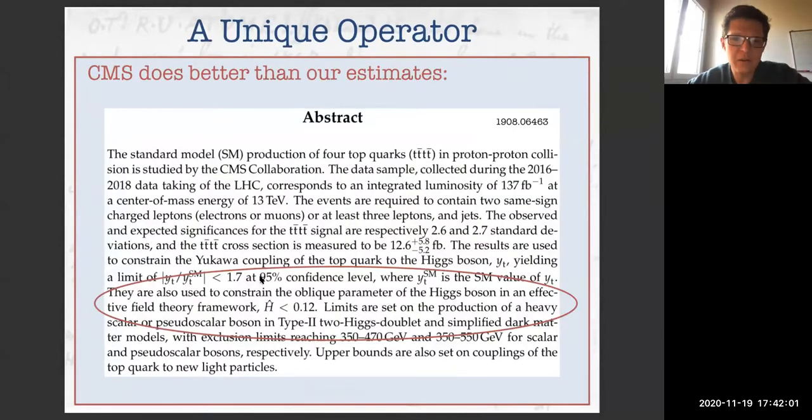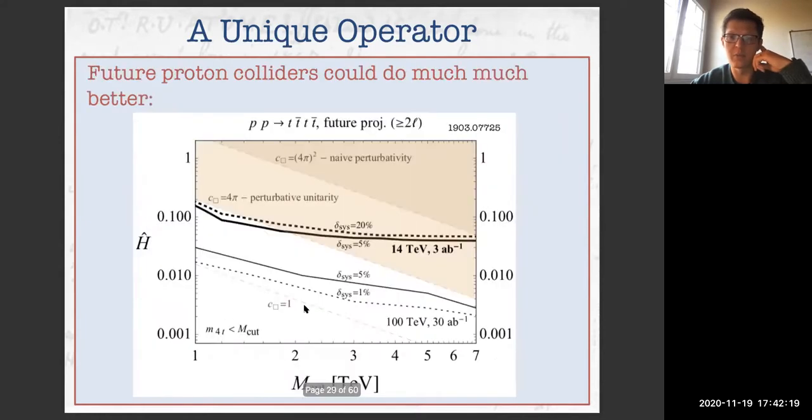Although I should say that CMS did an analysis, they used their own four-top analysis, because there are many four-top analyses that are already out there that can essentially be recast for this particular operator. They do a bit better. So with 137 inverse femtobarns they're already getting H hat to be less than about 0.12. So they're already around here. So that's pretty good. But nonetheless, this is very, very challenging.